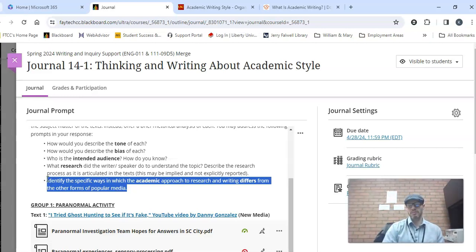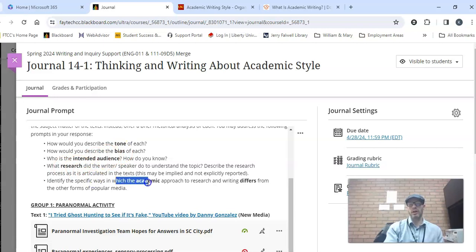the one that students skip. And so their points just go down into the tank, because they'll talk about these things and then they won't talk about this one. They leave out the academic issue entirely. That's what this whole module is focused on. Okay, so even though you're going to describe the tone, bias, intended audience, and the different research taken by each, you've got to specify how the academic approach to researching and writing on the topic is different from the other forms of media. You must write on it.